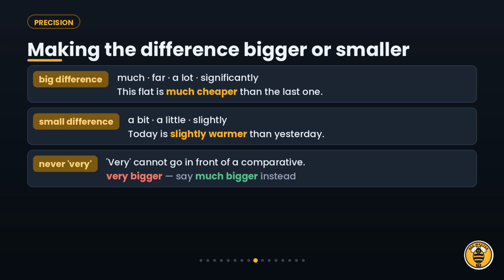And here is a mistake I hear constantly. You cannot use very with a comparative. Very bigger is wrong. Very more expensive is wrong. The word you want is much: much bigger, much more expensive.